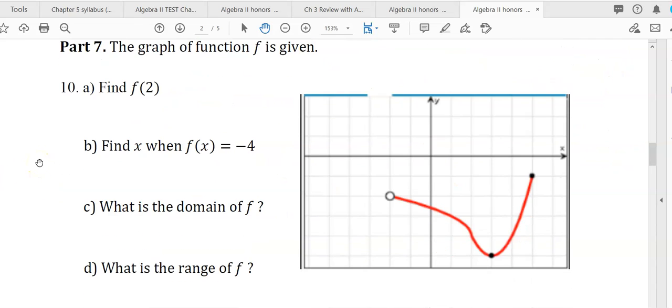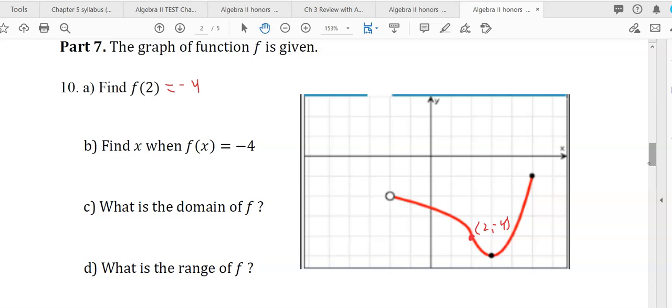Okay, the graph of f is given. What is f of 2? So when x equals 2, it looks like there's a point right there at 2 comma, 1, 2, 3, 4, negative 4. So this would equal negative 4. It's asking for a y value there, basically.